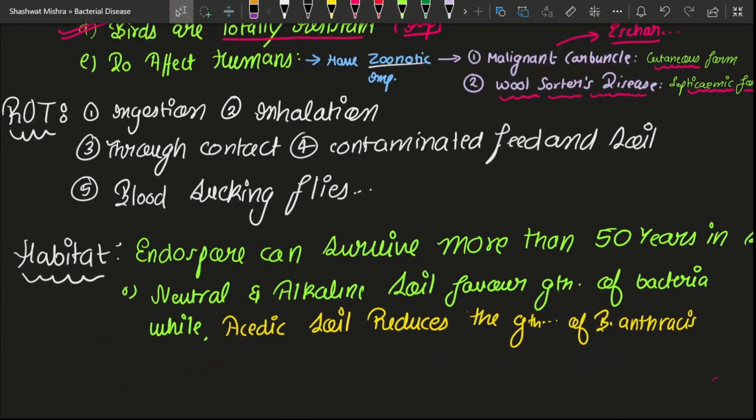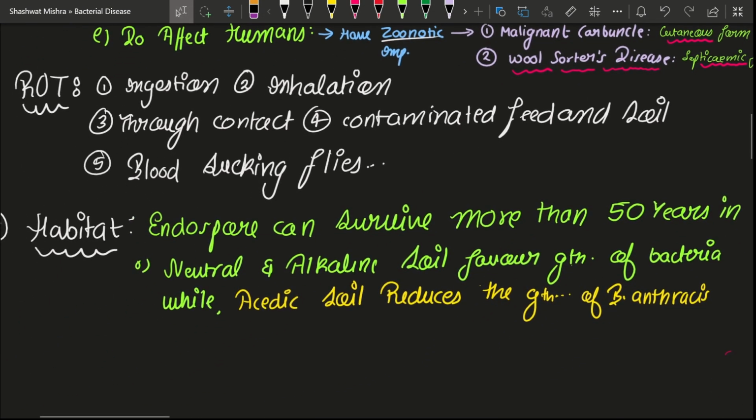Now talking about the routes of transmission, ROT. It could be transmitted through ingestion of the spores, where the person ingests the spores, or the person can inhale the spores of anthrax.